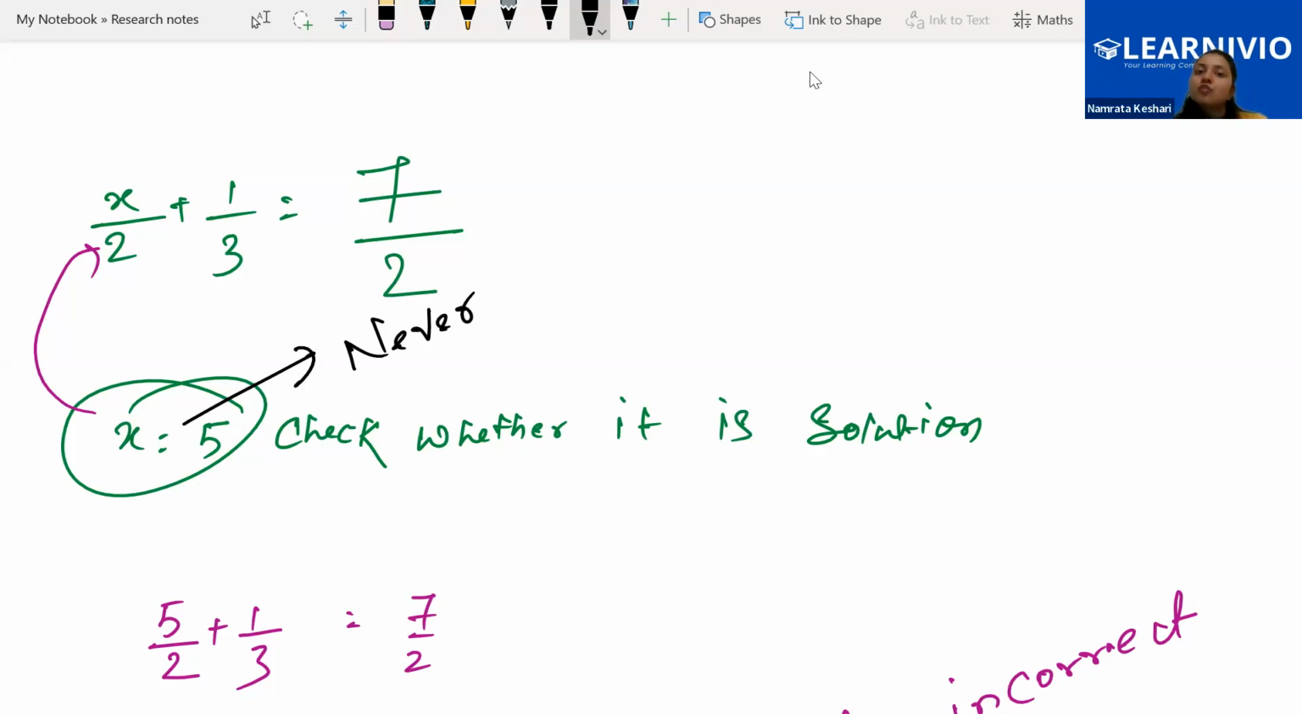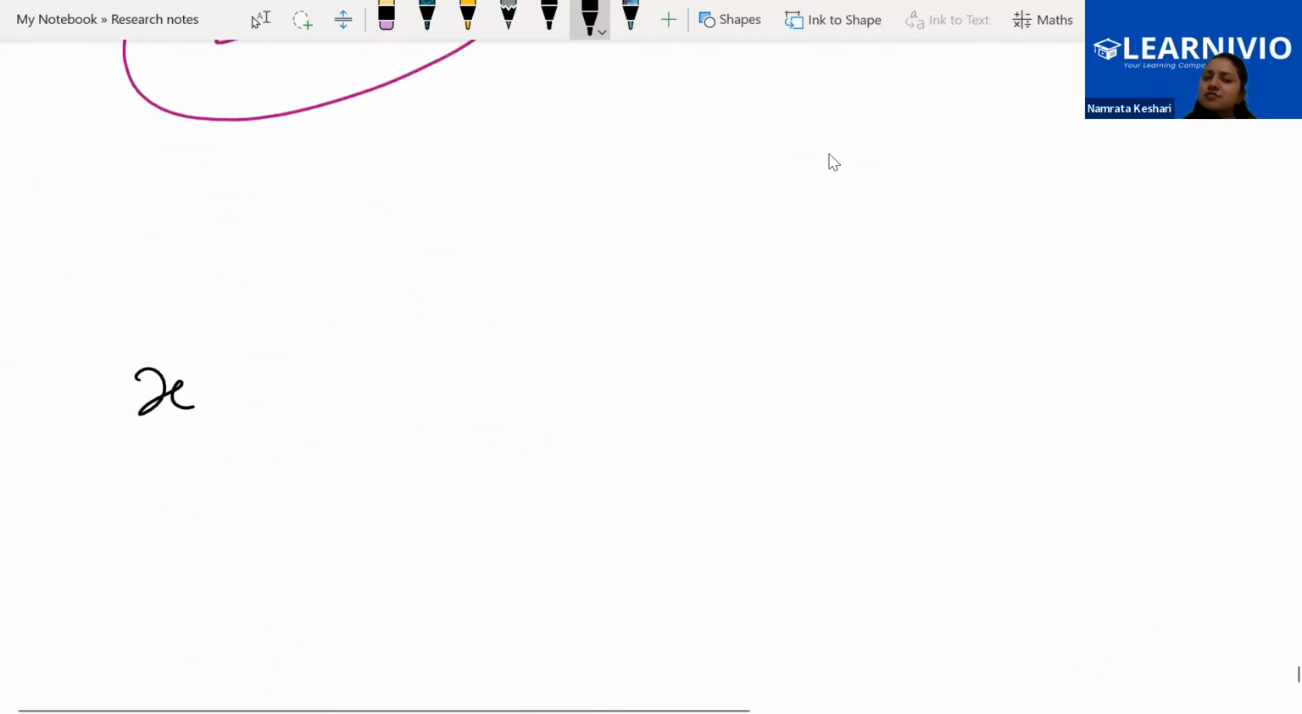Everyone understood what is the meaning of the solution? In the previous class, we used to solve a bunch of equations one by one, sometimes fractional equations, sometimes just basic equations. Why did we solve them? We used to find the x value, that particular x value which is true for the given equation.